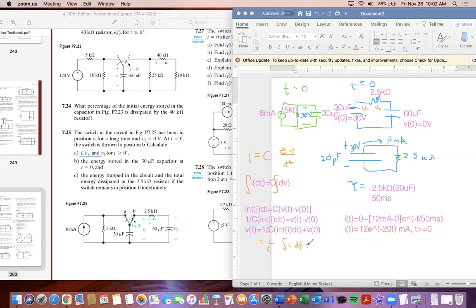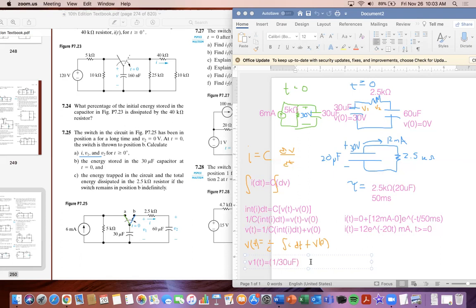Okay, so we can use this equation to find V of 1 and V of 2, because we'll just plug in the values we know for each. For V of 1, we know V1 of t is equal to 1 divided by the capacitance. Capacitance across that first one is 30 microfarads, and then times the integral of I dt.